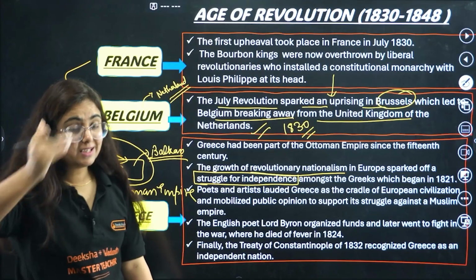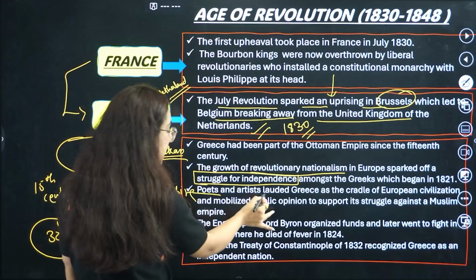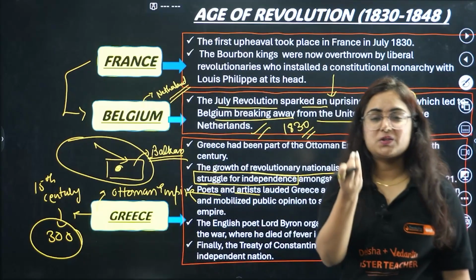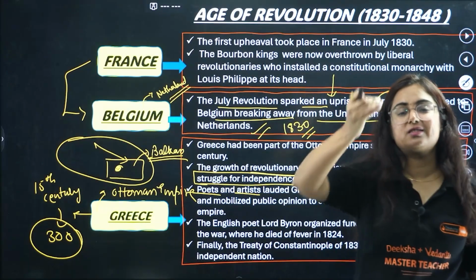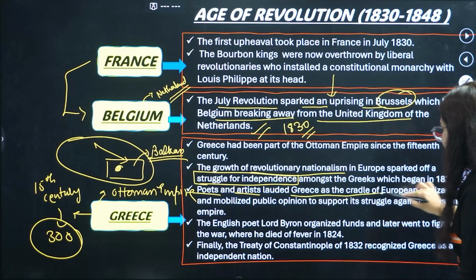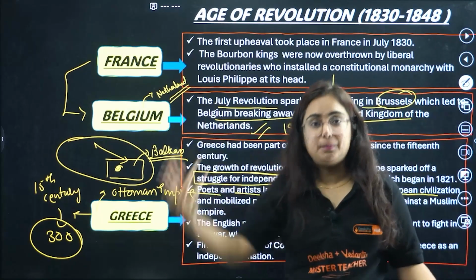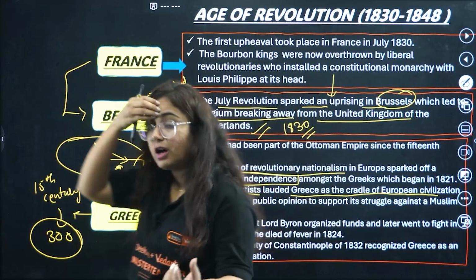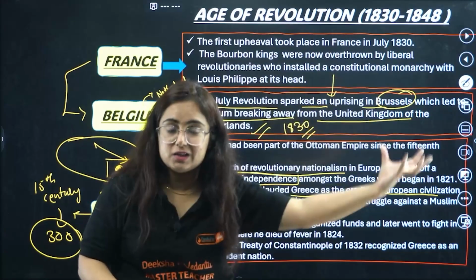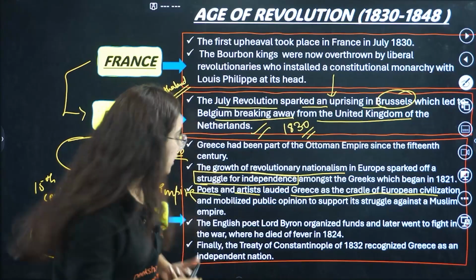But this time, these revolutionaries were supported by what? By poets, by artists, right? Why? Because Greece was the place in Europe where the first civilization started. So they refer to Greece as the cradle of European civilization. With the help of poems, artists making paintings and prints, singing songs, doing dance, they were showing the people that we had a great history, a great culture, a great civilization, and right now we are under the clutches of the Ottoman Empire. So we need to get freedom.